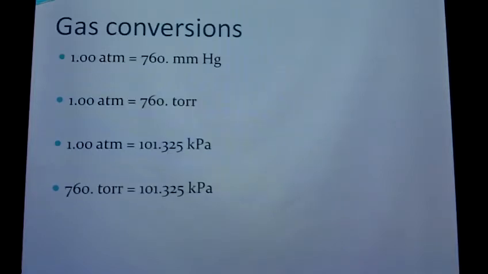We're going to be going into the ideal gas law now, and before we do that, we're going to need to know a little bit about conversions of pressure. We need to know that 1 atmosphere is equal to 760 millimeters of mercury, or 760 torr, since a millimeter of mercury and a torr are the same thing. 1 atmosphere is also equal to 101.325 kilopascals, or another way to look at this is then 760 torr is equal to 101.325 kilopascals. So you should be able to make those conversions very easily.